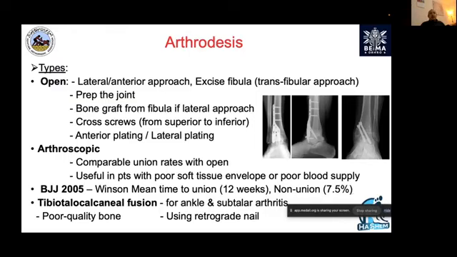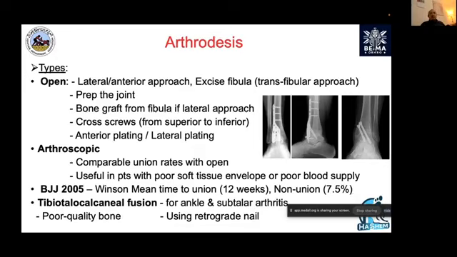Number two, arthroscopic debridement or preparation of the joint keeps a lot of the stem cells inside without washing them out like an open wound does. So it gives a better chance of healing, a better chance of fusion, and it's definitely a quicker procedure with less bleeding. As you can see, the evidence says that both of them will unite in about 12 weeks. Non-union is very low, only about 7.5%.